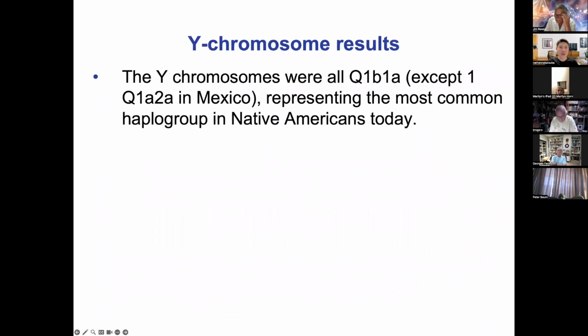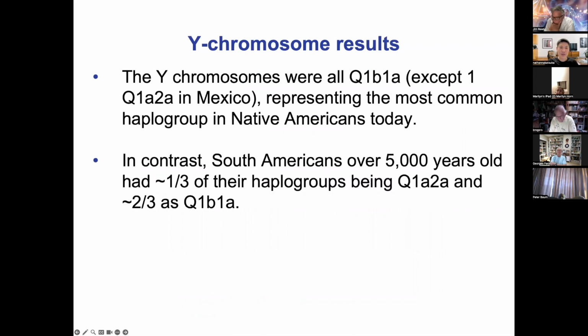The Y chromosome results were also quite interesting. All except one of the Y chromosomes were Q1B1A. In contrast, in South Americans in that prior study that I was talking about, the oldest ones had a very different Y chromosome haplotype, Q1A2A. And later on, they started switching haplotypes, which indicates genetic change that happened, which I talked about in relation to the Clovis-related ancestry.